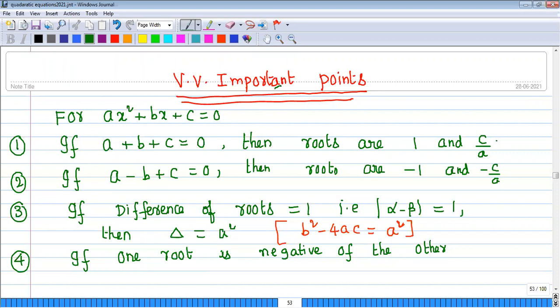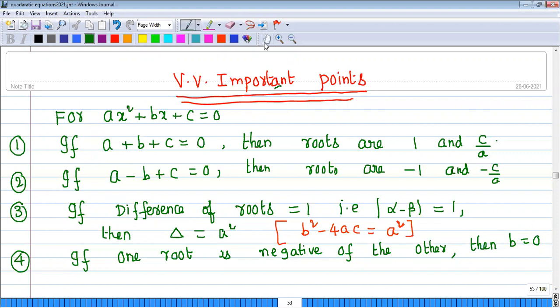So what will you observe? If you add these two, you will get 0. Otherwise, you can say like this also: if the sum of the roots is equal to 0, one root is negative of the other, or both roots are numerically equal but opposite in sign. In three ways we can say. So then, simply we can use this condition: coefficient of x is equal to 0, b is equal to 0.